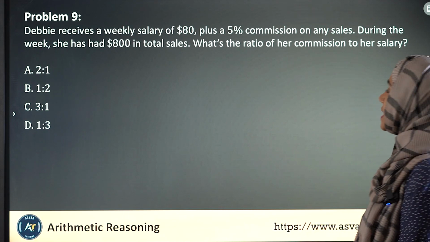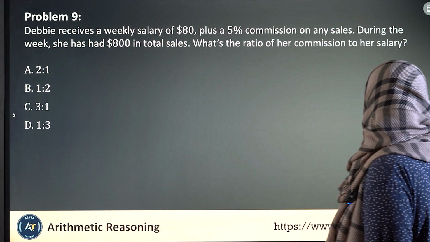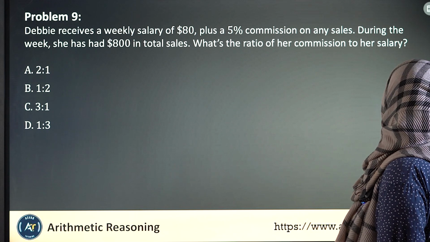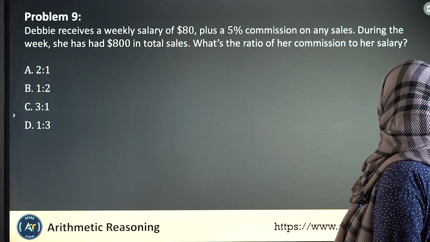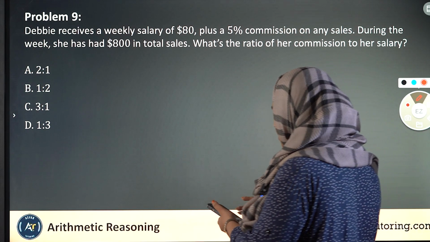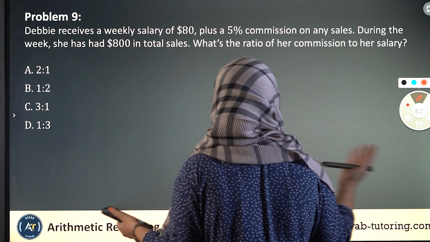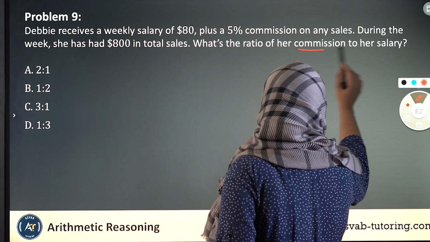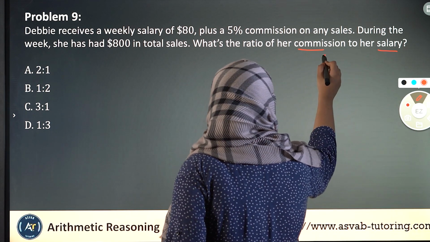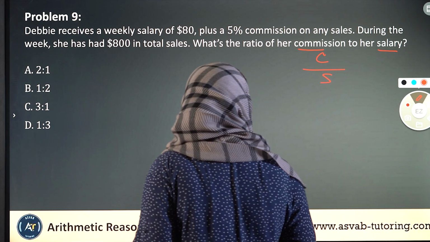Debbie receives a weekly salary of $80 plus a 5% commission on any sales. During the week, she has had $800 in total sales. What is the ratio of her commission to her salary? Commission to her salary, which means that commission needs to be on top, salary needs to be on the bottom.